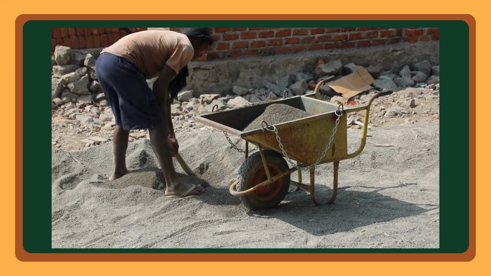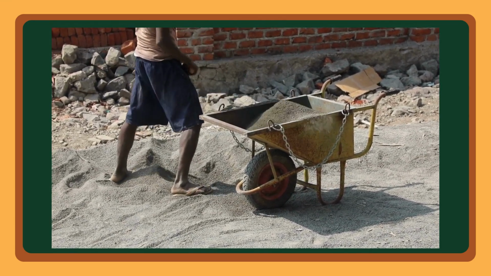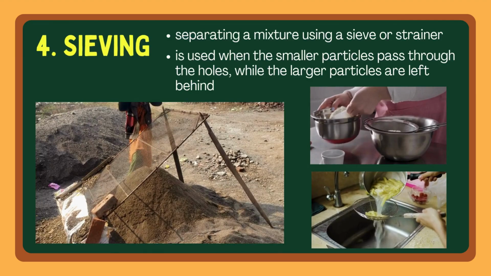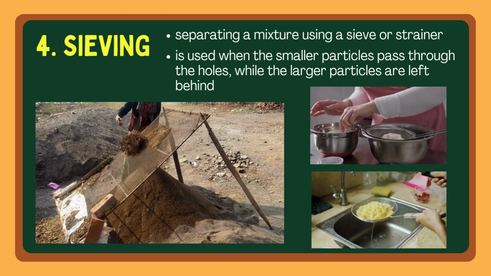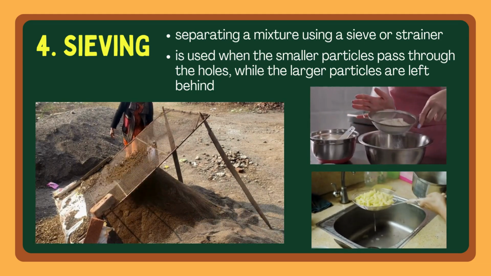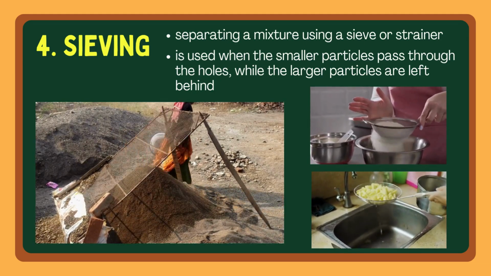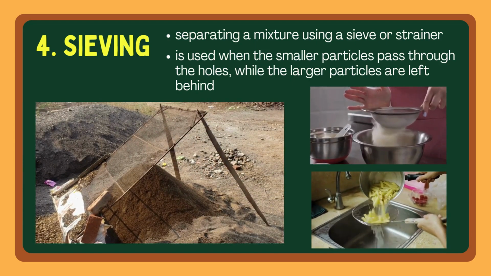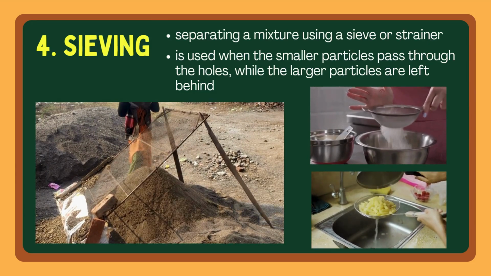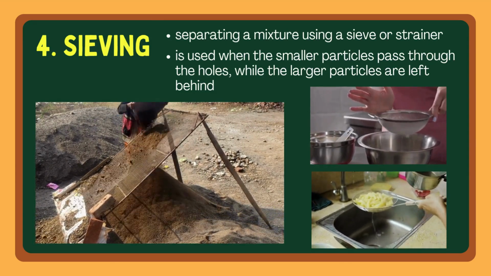That's right, a sieve. A sieve has tiny holes that allow the fine sand to pass through while the larger pieces of gravel stay on top. Used when the materials have different particle sizes, allowing the smaller particles to pass through while the larger particles remain behind. Examples are flour being sifted to make it finer and remove lumps, and straining cooked pasta from water.